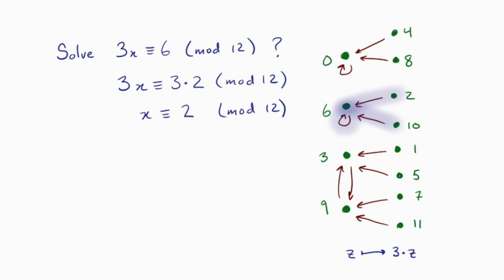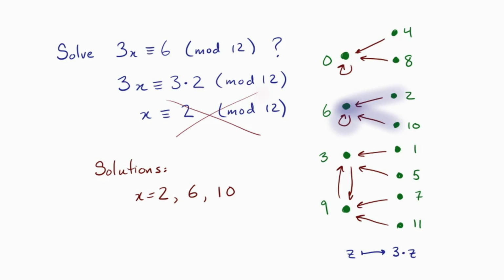In fact, another answer is 10 because 10 maps to 6. Let's verify that, right? 10 times 3 is 30, which simplifies to 6 mod 12 when you take away 2 copies of 12. But wait, I said 3 of them. We've also got 6 mapping to itself. So 3 times 6 is 18, which also simplifies to 6 mod 12. So this problem actually has 3 solutions, 2, 6, and 10.